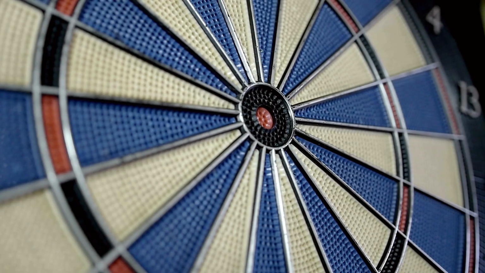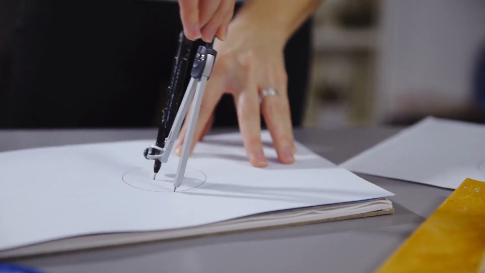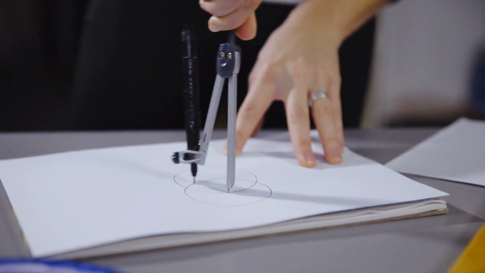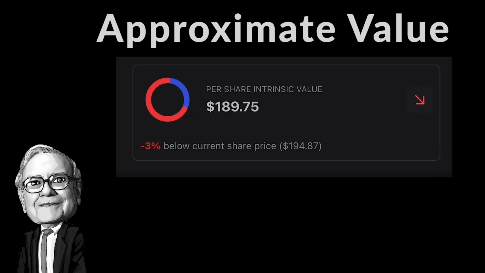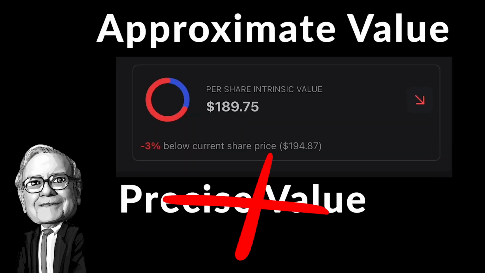Also, don't worry about being too precise with this number. What you want is a rough estimate of the stock's value. As Buffett says, I'd rather be approximately right than precisely wrong. So that value is the approximate value of the stock, not the exact figure.